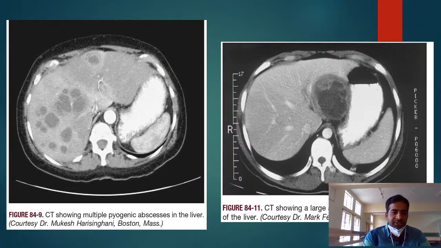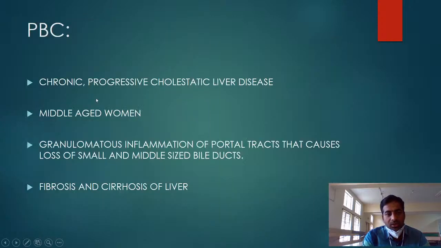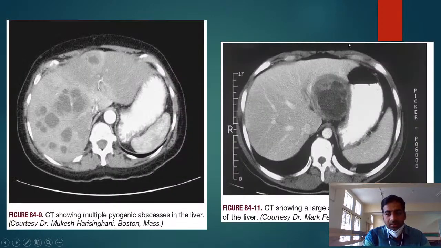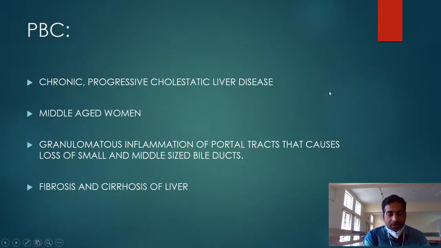So this is a CT showing multiple pyogenic liver abscesses. See multiple pyogenic liver abscesses here. Okay, and this is a CT showing a large amoebic liver abscess, a large single amoebic liver abscess. This is how pyogenic and amoebic liver abscess look.